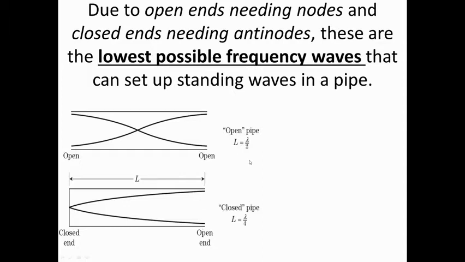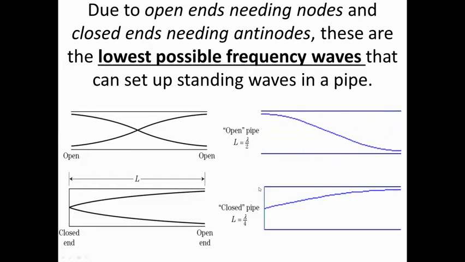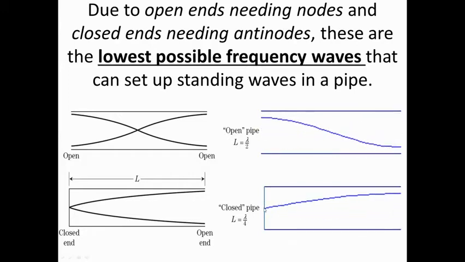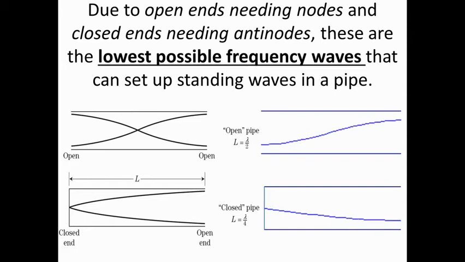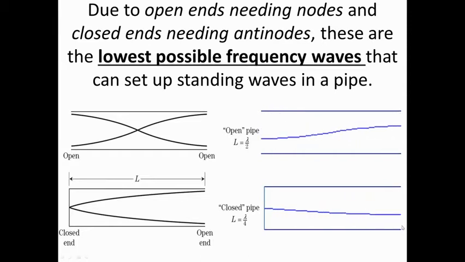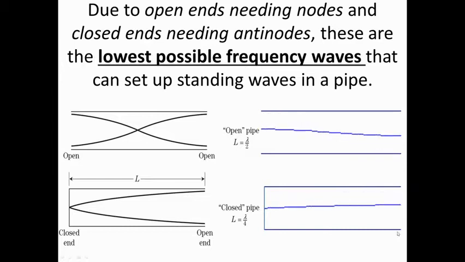Now, if you want to visualize that a little bit better, we can take a look at animations like this, where you've got the antinodes on one end and on the other, and a node in the middle. And then here, for the closed pipe, you have the node at one end where there is no motion. Everything is always destructive interference and canceling out. And on the other end, where we have constructive interference, sometimes you get a large peak and sometimes you get a large trough. So again, these are the lowest frequencies that you could possibly have.